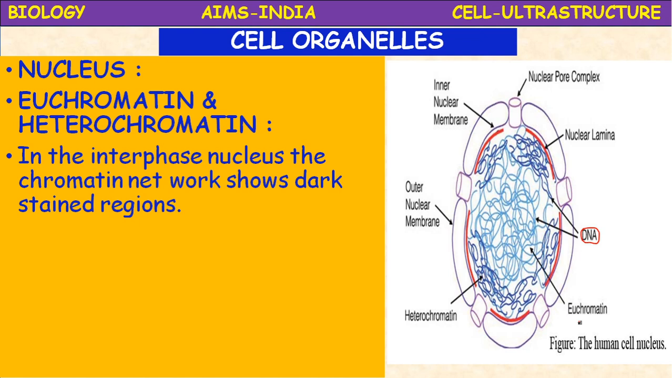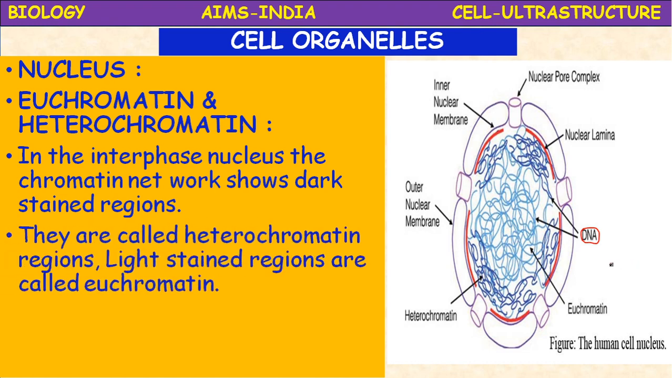Interphase. In the interphase, the nucleus and chromatin network show dark stained regions. They are called heterochromatin regions. See here in this picture, dark stained region means thick color. So the nucleolus will give that color. Okay, the nucleolus is the part of the nucleus which imparts color to the chromosomes, nothing but this chromatin material.